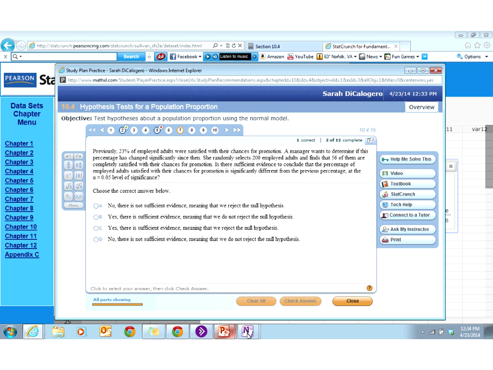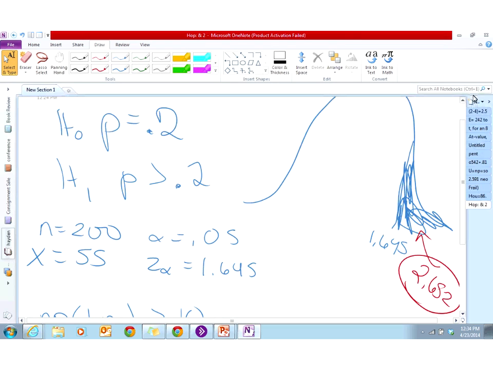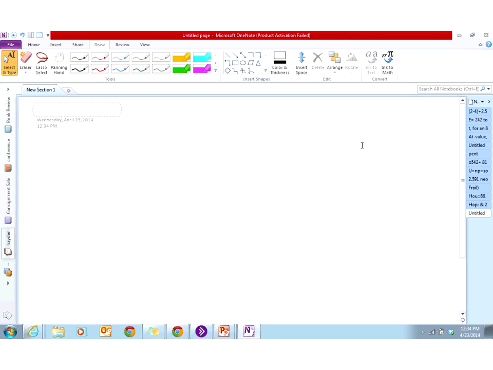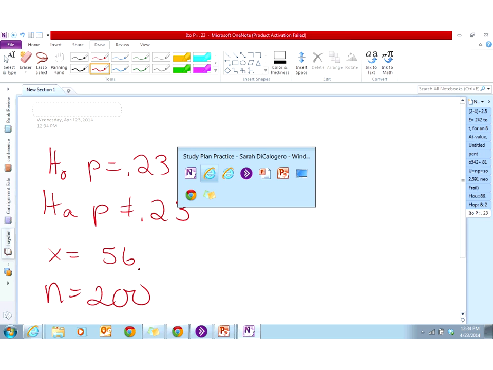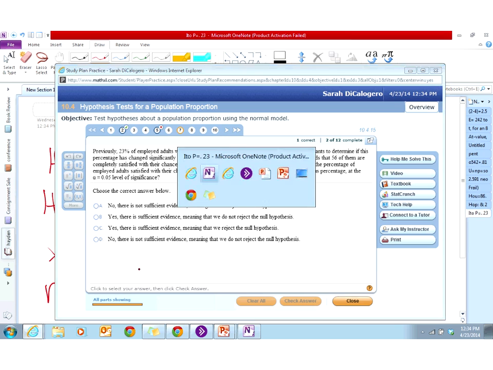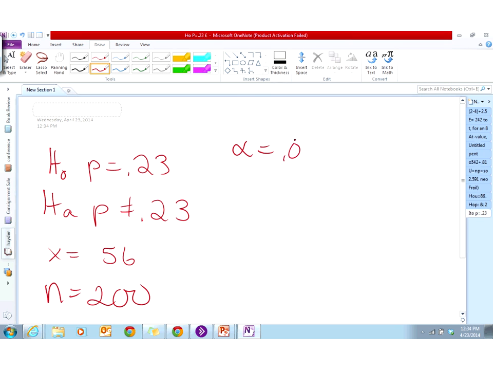So let's write that out real quick. So this ends up being a two-tailed test. H naught: P equals 0.23. H alternative: P is not equal to 0.23. X equals 56. N equals 200. Let's see what else we need. What was the level of significance? 0.05. Alpha equals 0.05. And remember, we're going to do Z of alpha over 2 because it's a two-tailed test. Either one of these are the rejection regions.